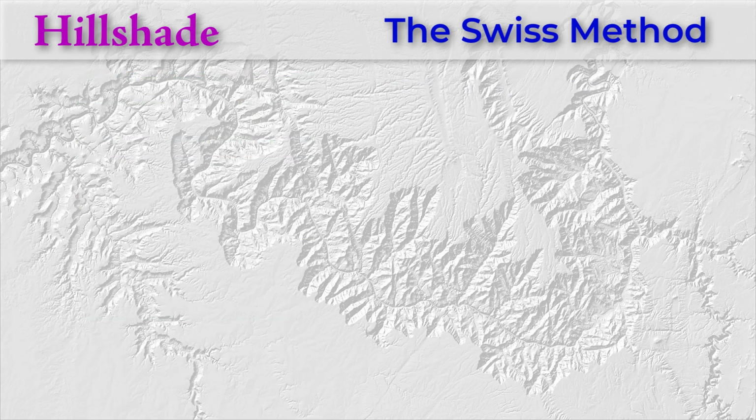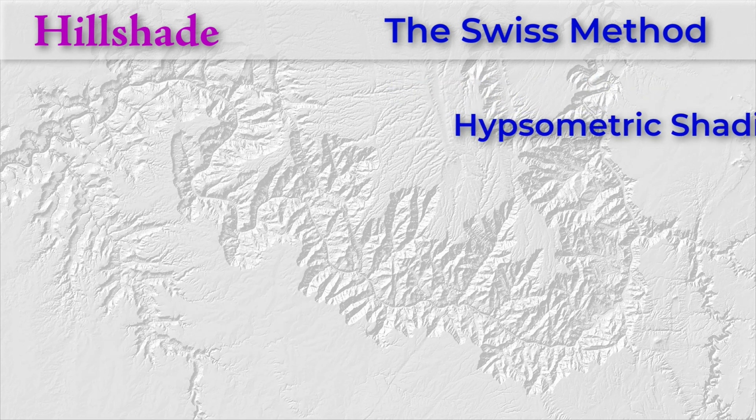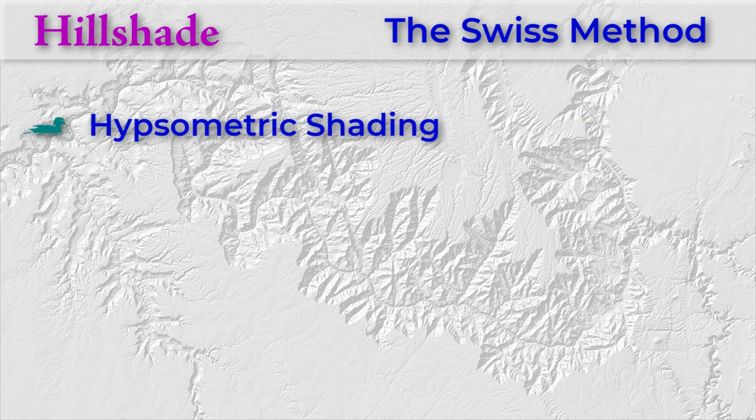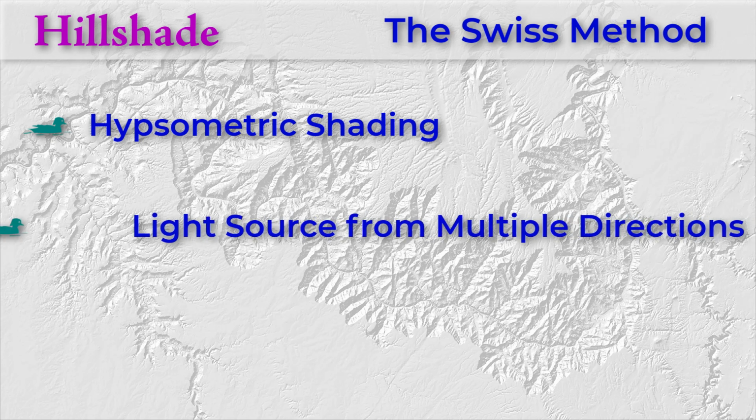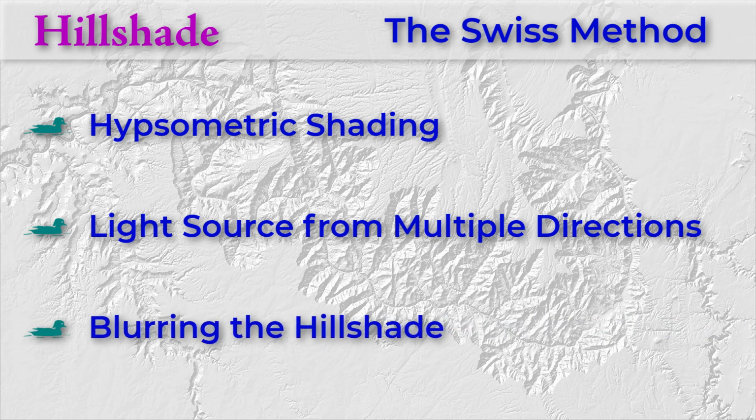Now, Kurt Brassel introduced some automated methods to replicate some of the best qualities of the hand-drawn Swiss method, specifically recommending 3 general modifications. First is hypsometric shading, where you make the lower elevations darker than the higher elevations. Second is generating hillshade where the sun is placed in more than one position. And third is to blur the hillshade a little. Okay, let's discuss these in some more detail.